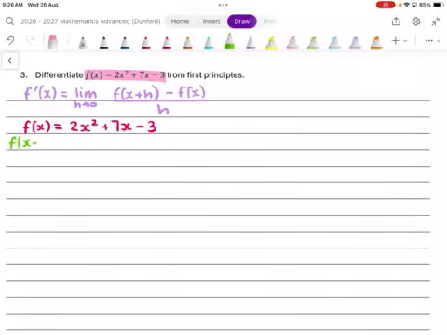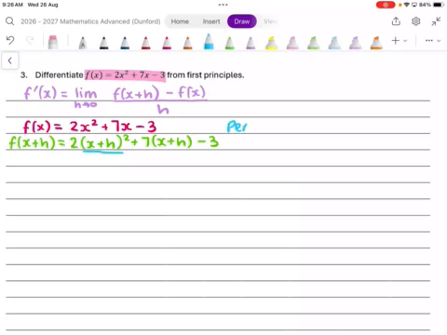We then want to find our f of x plus h. So where we have an x in our f of x, we're going to replace that with our x plus h. So this will be 2 lots of x plus h all squared plus 7 lots of x plus h minus 3.